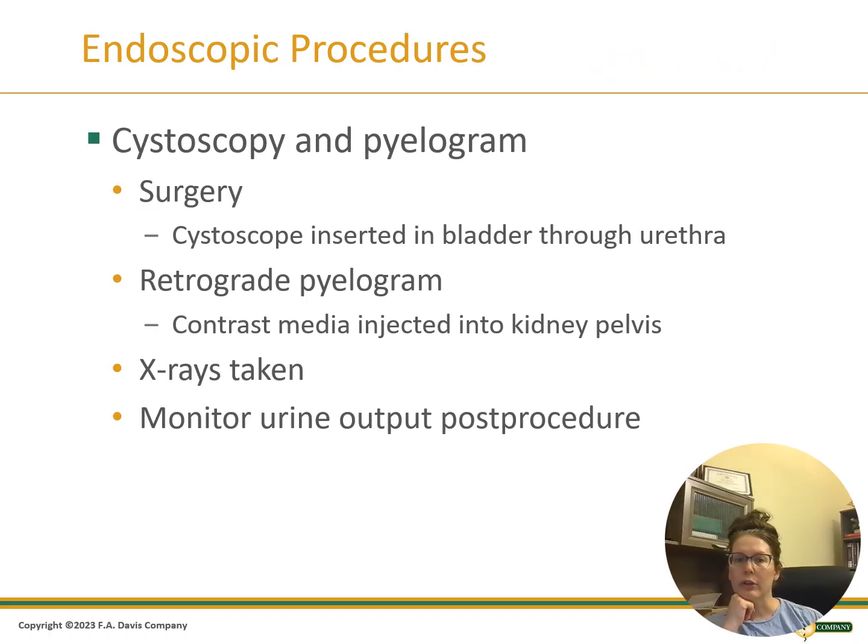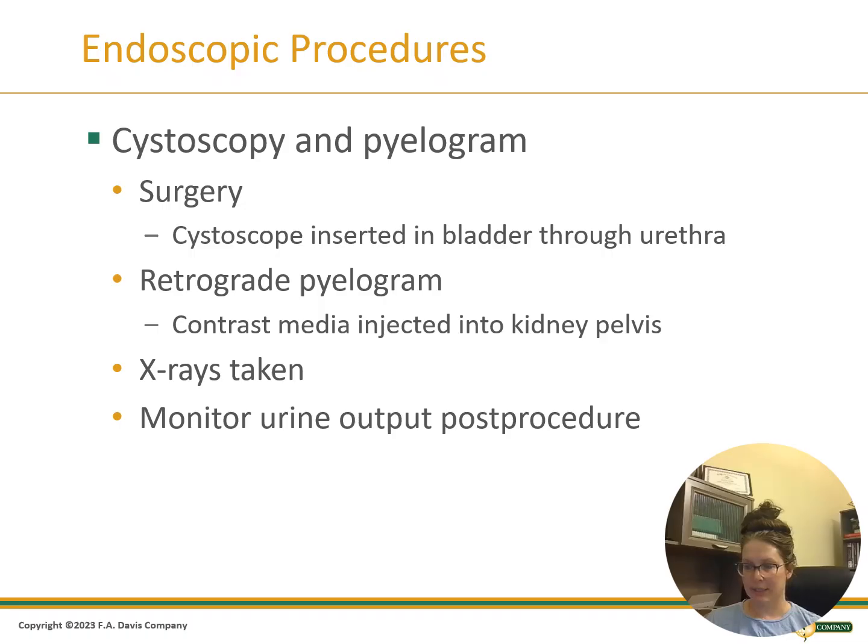Okay, so now taking a look at our endoscopic procedures, we have cystoscopy and a pyelogram. So a cystoscopy is going to be inserted through the urethra into the bladder. So we're taking a scope up, and then a retrograde pyelogram is going to be performed by injecting contrast directly into that kidney pelvis via the ureter.